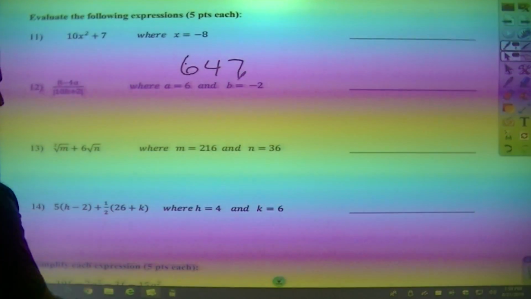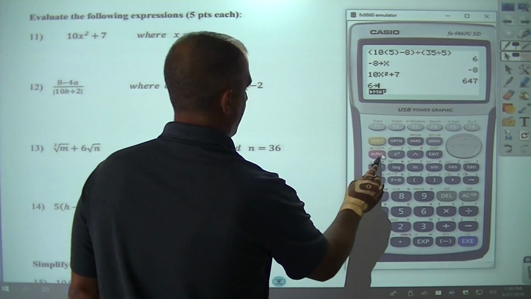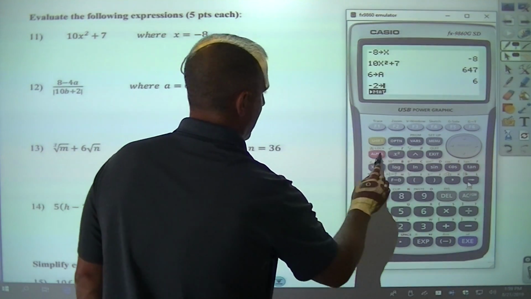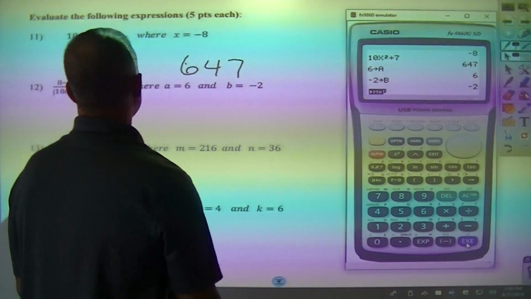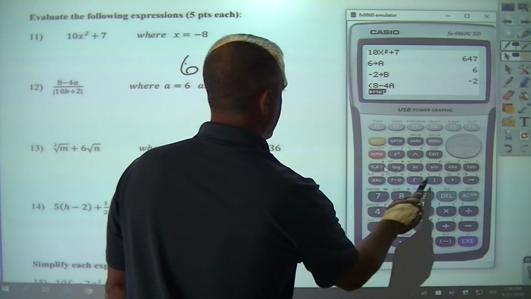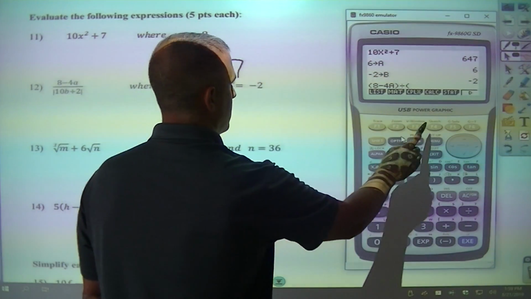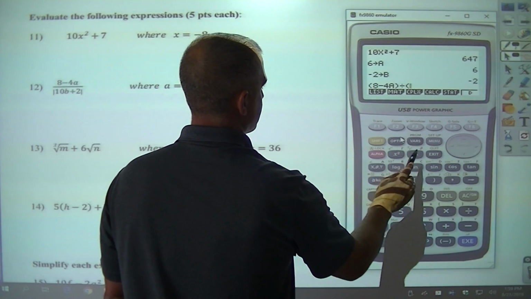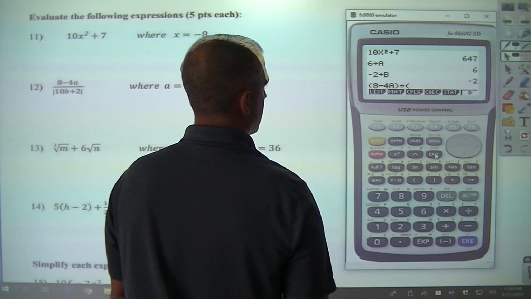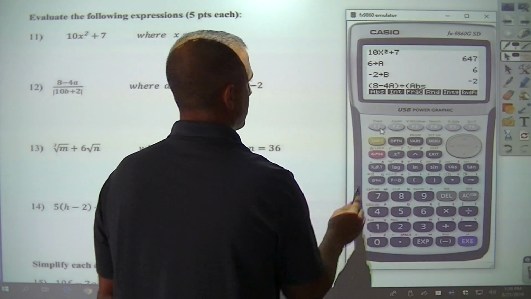This one I want to store A and I want to store B. So 6 arrow alpha A. You hit this little red button, then here, alpha A, execute. Then -2 arrow alpha B, execute. Then I got 8 minus 4 alpha A divided by parentheses, absolute value. I get there by option scroll, num, absolute value.